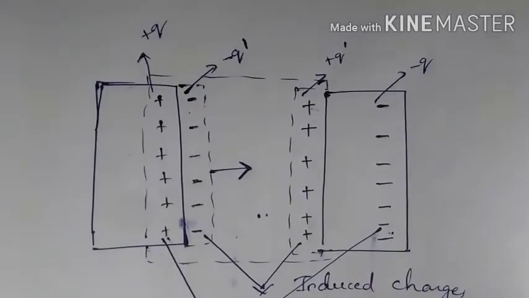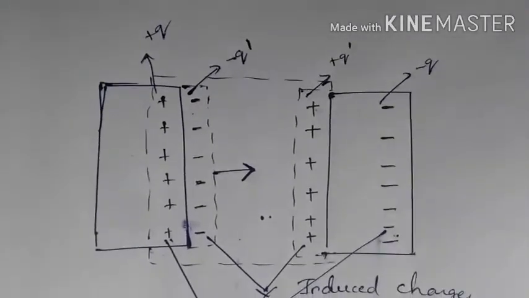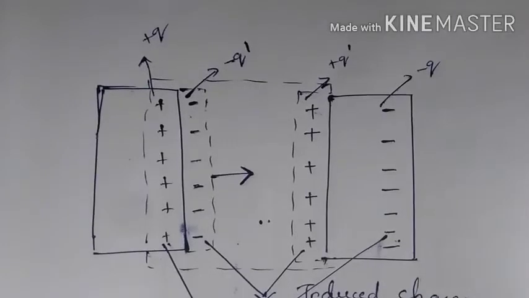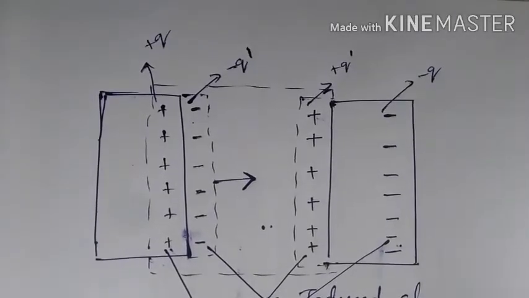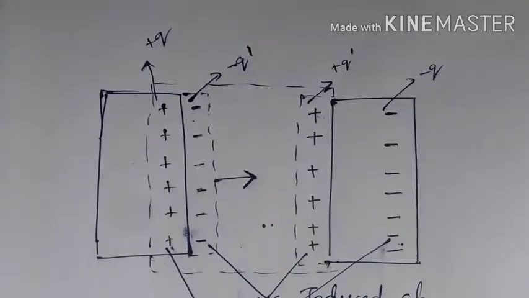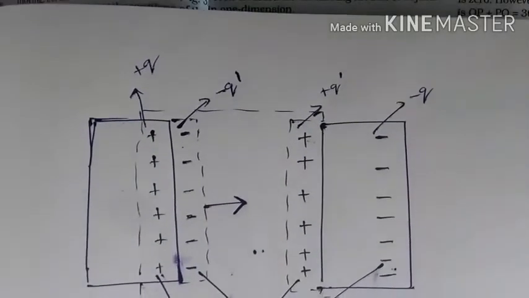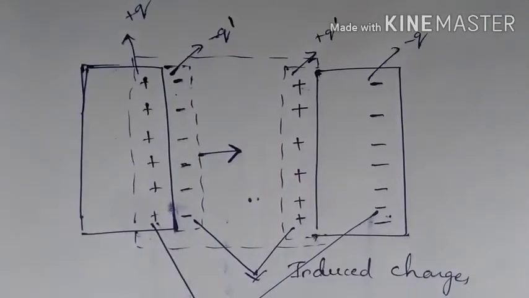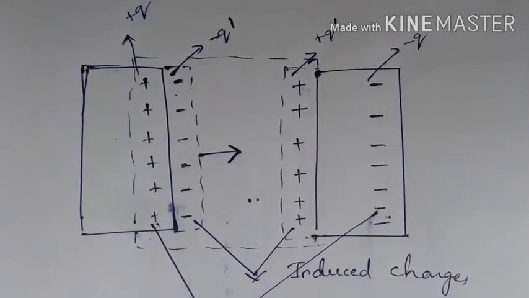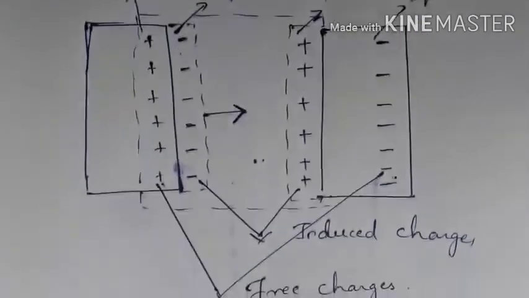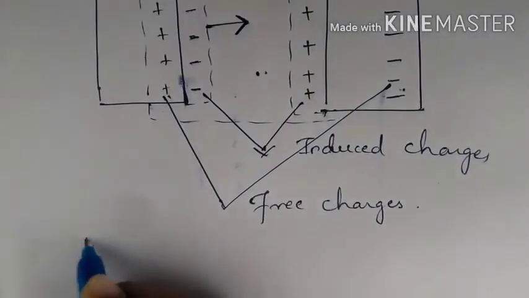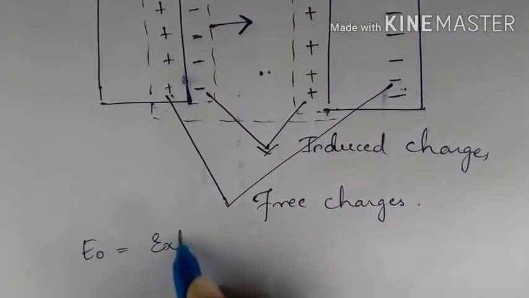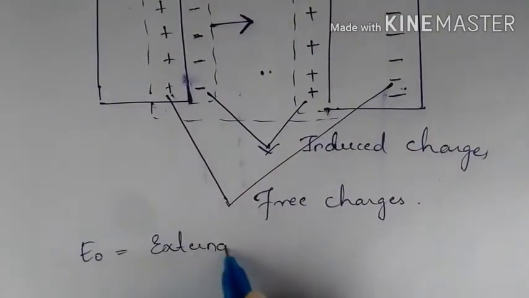So these induced charges will produce their own electric field. So that will be in opposite direction to the external electric field. So this I have explained in the first class. So the direction of electric field for the induced charge will be opposite to the direction of external field. So here what external field is, what? E naught is the external field.